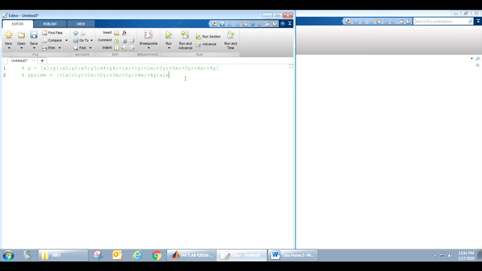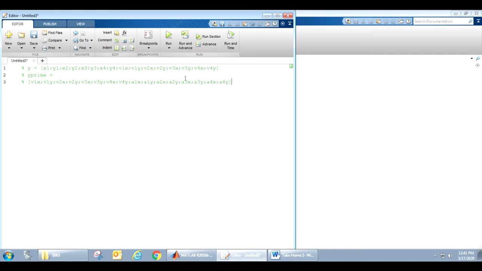I still need to use semicolons here. Pardon the noise there. A1x, A1y, A2x, A2y, A3x, A3y, A4x, A4y.